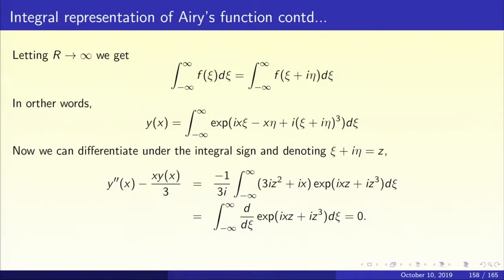But now notice that we have got an exact differentiation. The expression under the integral is exactly d by d chi of exponential of i x z plus i z cube. Because the exponential factor is rapidly decreasing and goes to 0 very rapidly as r goes to plus or minus infinity, the boundary terms will go to 0 and the answer will be 0. And so we see that this expression y of x does indeed satisfy the Airy equation. So we have completely justified the derivation of equation 4.18.